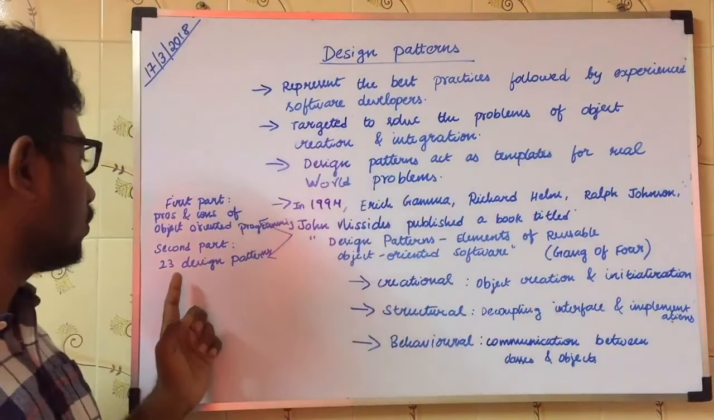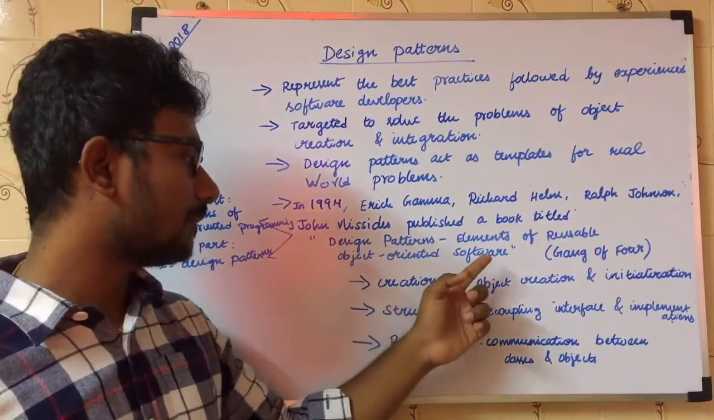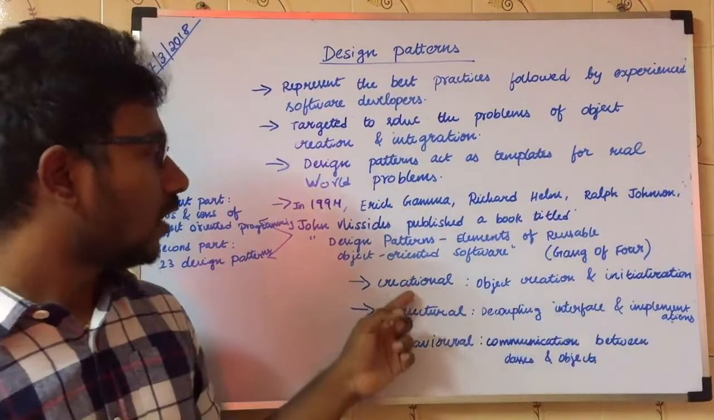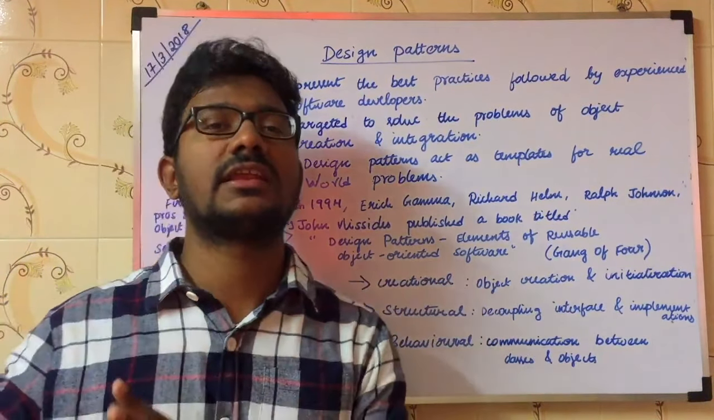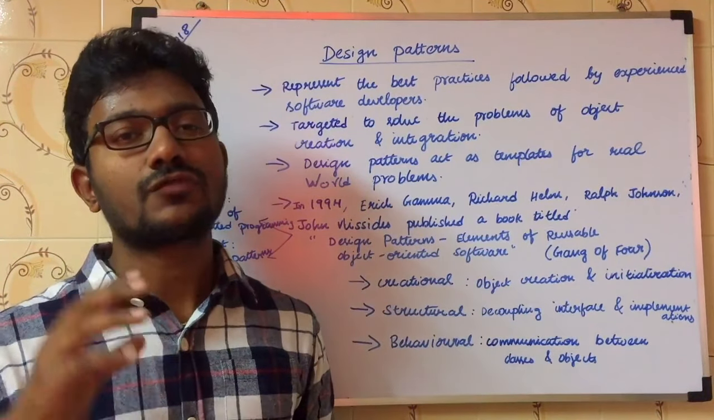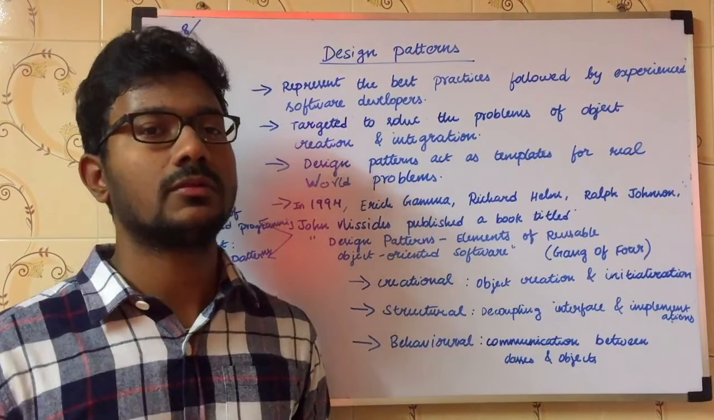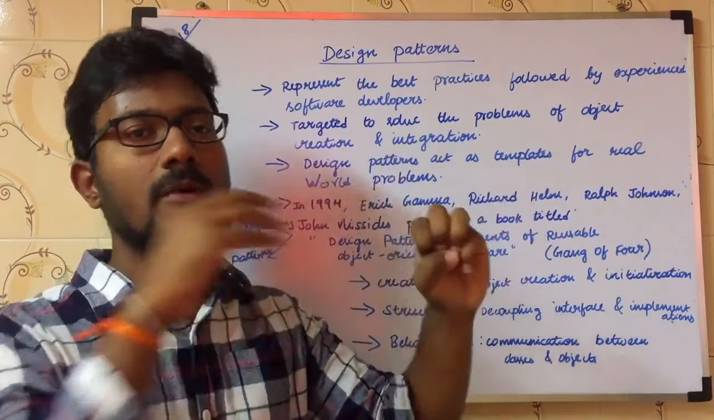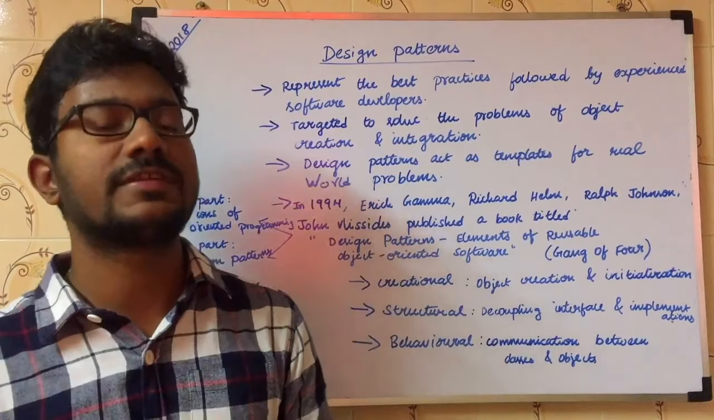These 23 design patterns fall under three categories: creational design pattern, structural design pattern, and behavioral design pattern. Creational design patterns cover object creation and initialization. For example, in object-oriented programming, we need to create some objects for our real-world use case. So object creation, and then we need to communicate with the object from other objects. That would be handled using creational design patterns.